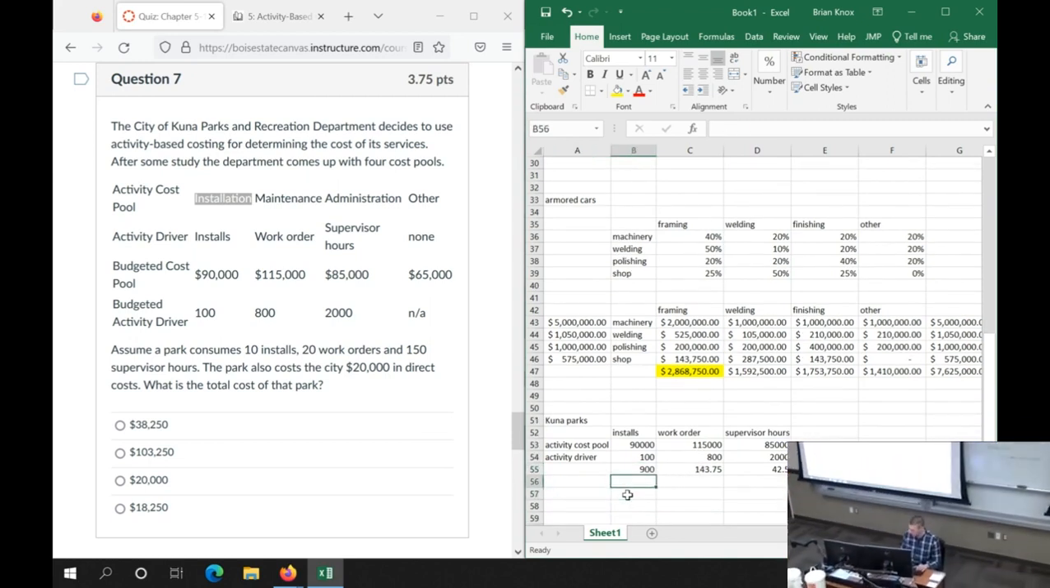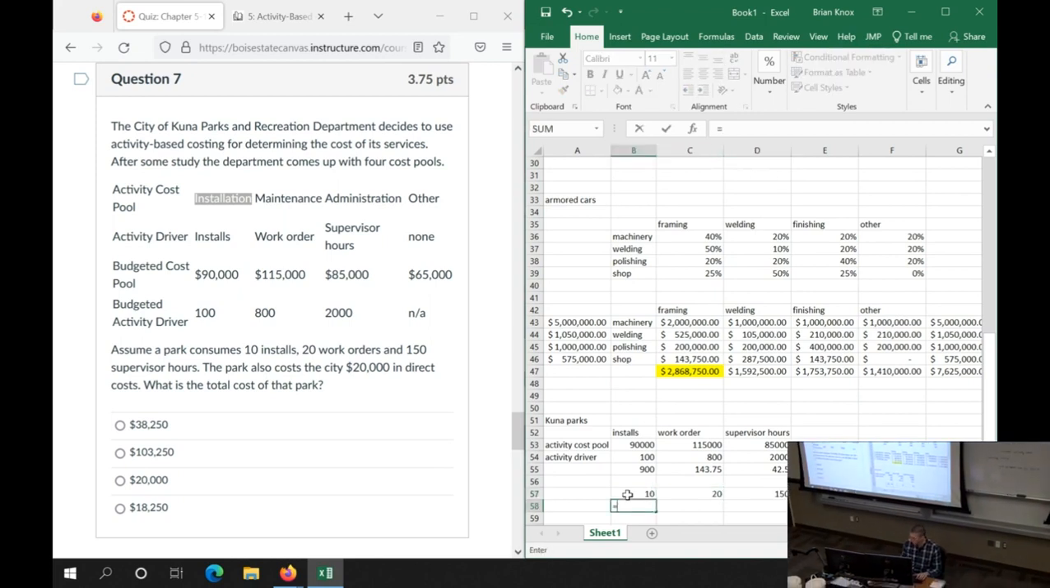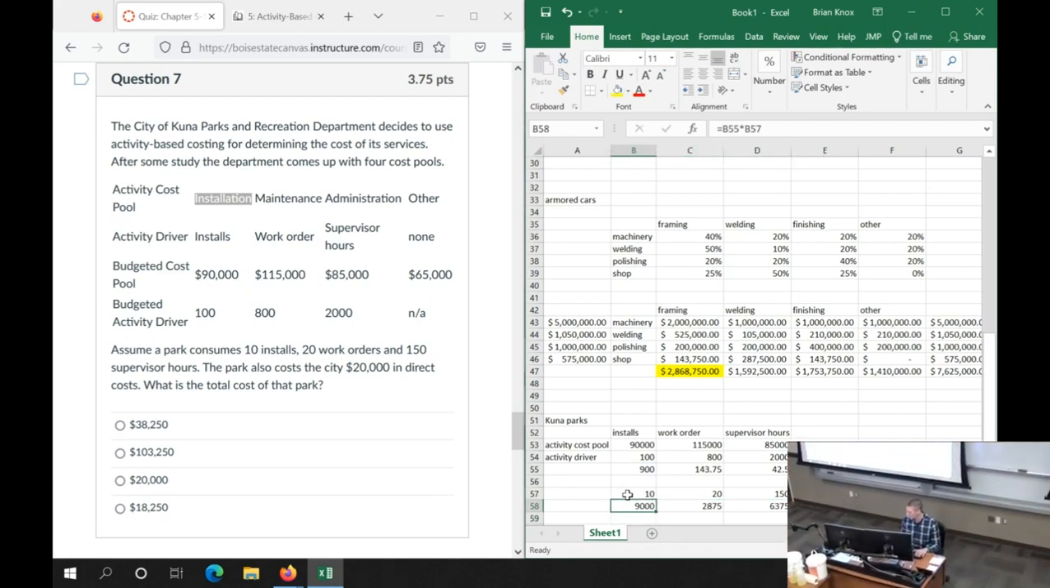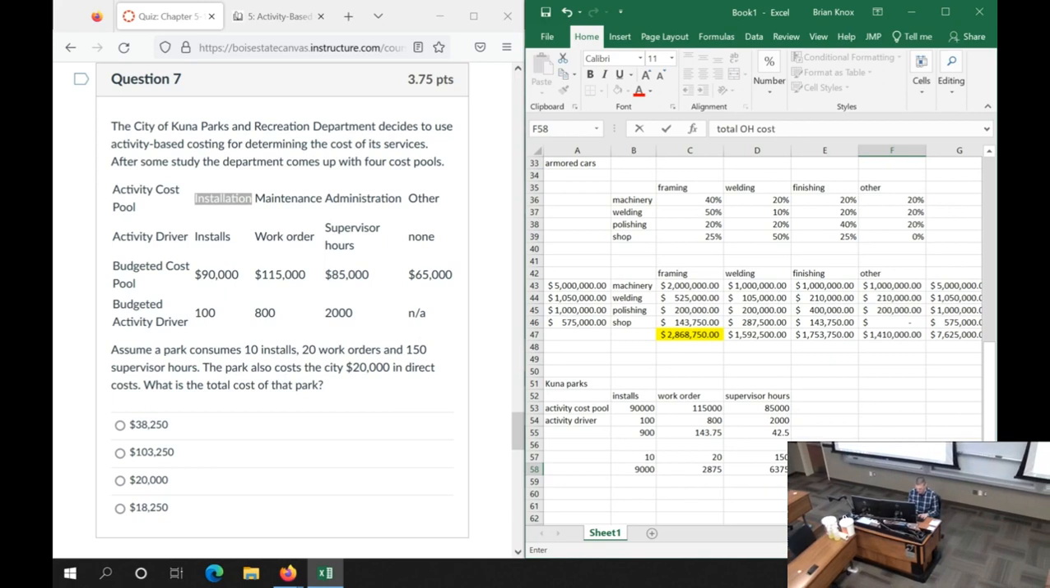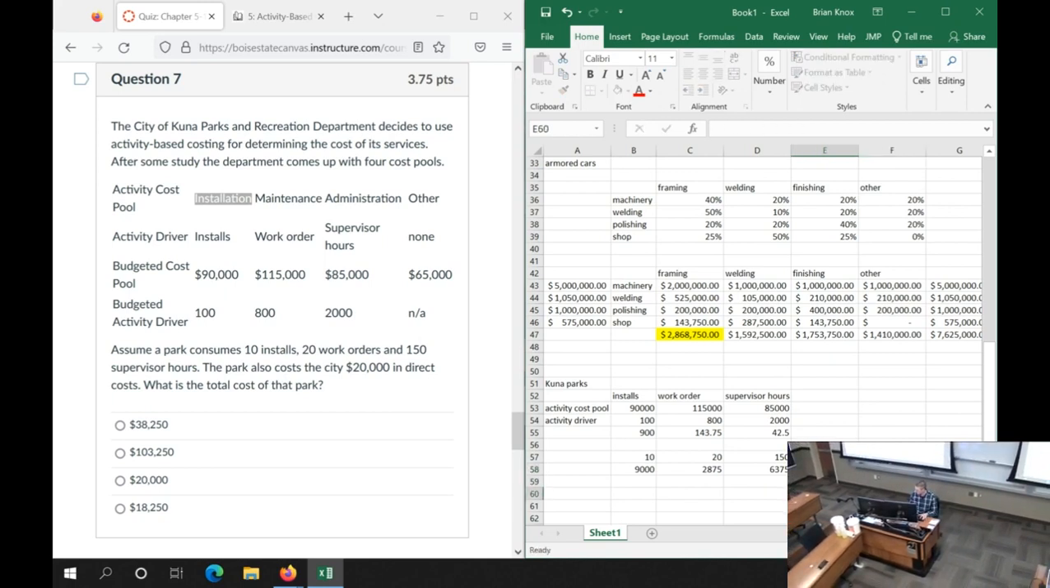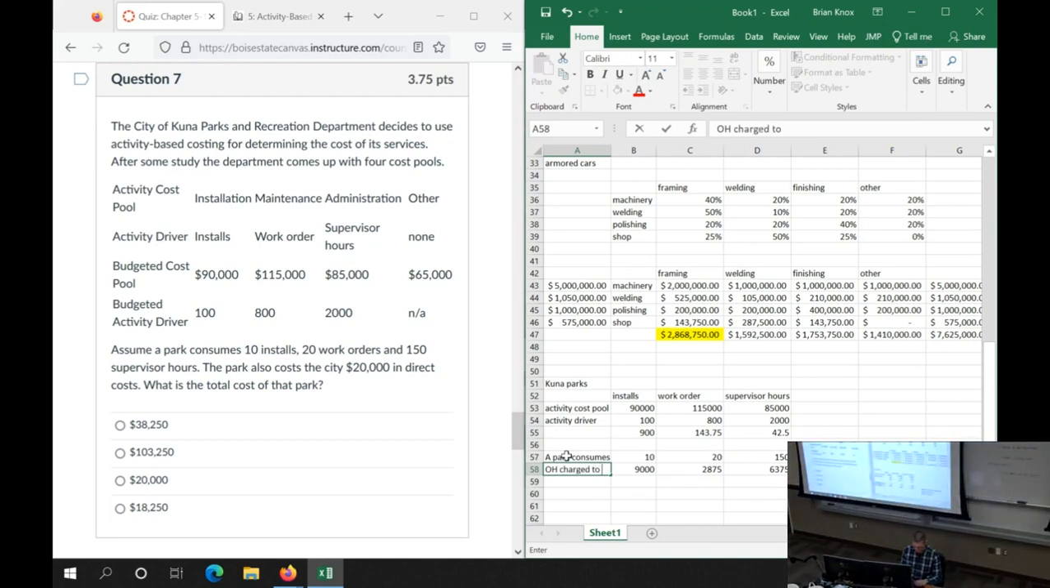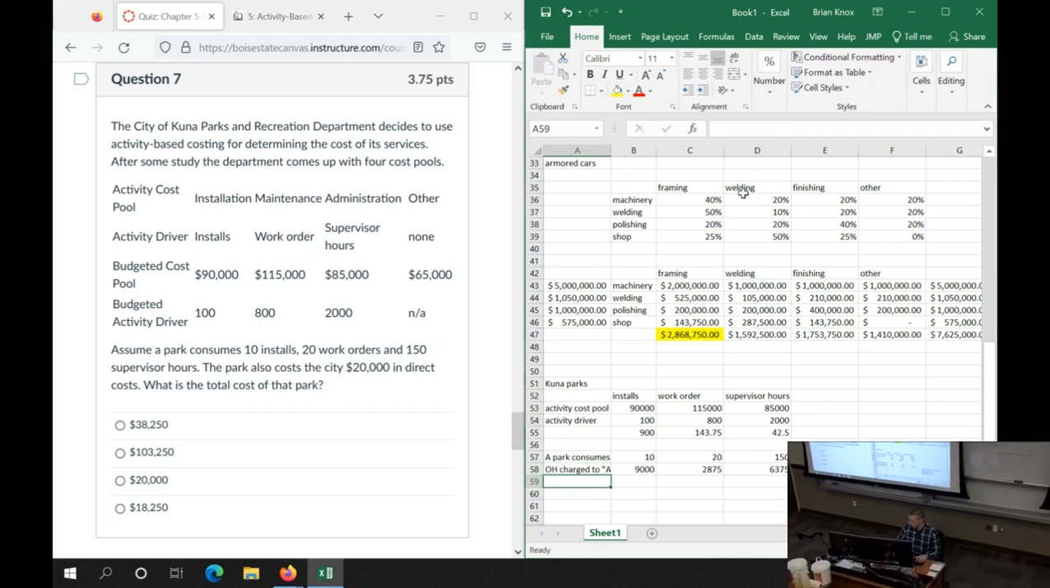So we have a park, which consumes 10 installs, 20 work orders, and 150 supervisor hours. We're going to multiply each of these by the rates. We get to 18,250, which is total overhead cost allocated. But we still have some direct costs. Okay. Total cost of the park includes the 20,000 in direct costs and the 18,250 that we calculated by getting rates and multiplying them by the consumption. So this is what a park consumes, and this is charged to a park, whatever that one park is.